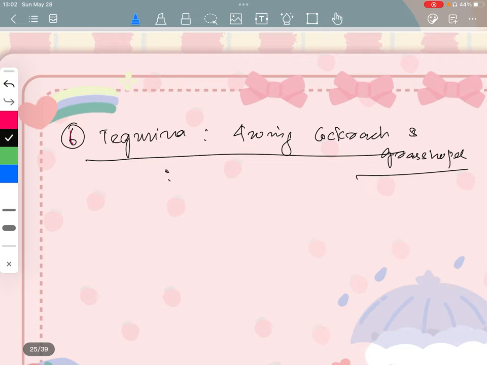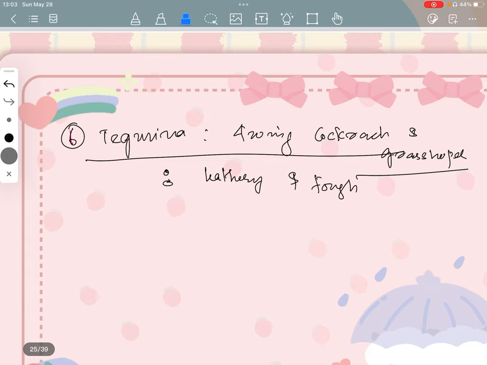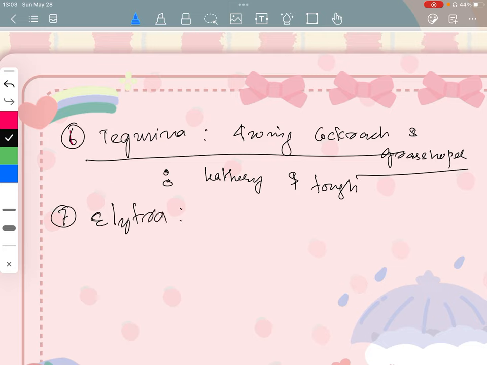Some of the things we have to remember are that these are leathery and tough, and used for protection of the insect. And the seventh type we have is elytra. Elytra has hard cells. Its example is beetle. Beetles are the examples of elytra.